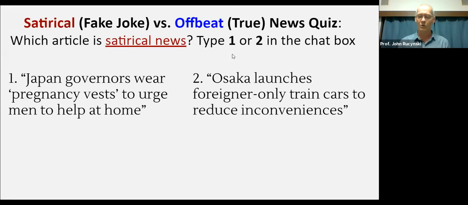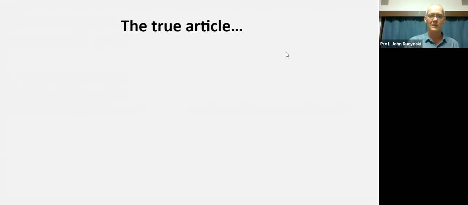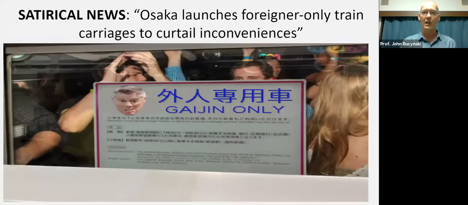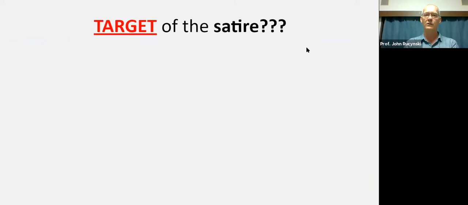Okay, so I think everyone knows. The true article was this one. So Japanese governors wearing the pregnancy vest, okay? But it is a little odd or offbeat or surprising news. So this was the satirical news: Osaka launches foreigner-only train carriages to curtail inconveniences.